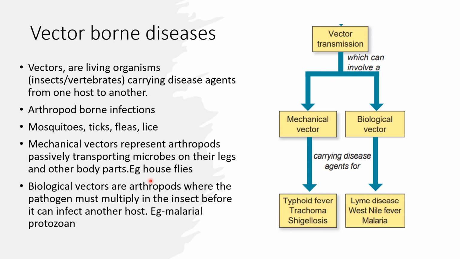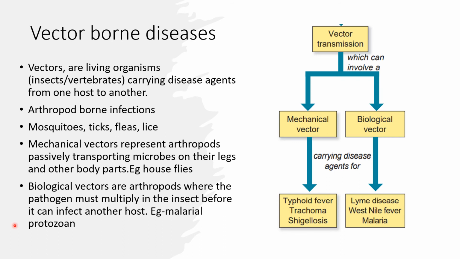It is shed in the fecal material, carried through flies, and enters the food, and when such a food is consumed, the person will get the disease, that is shigellosis. Whereas biological vectors are insects where the pathogen must multiply inside the insect before it can infect another host.